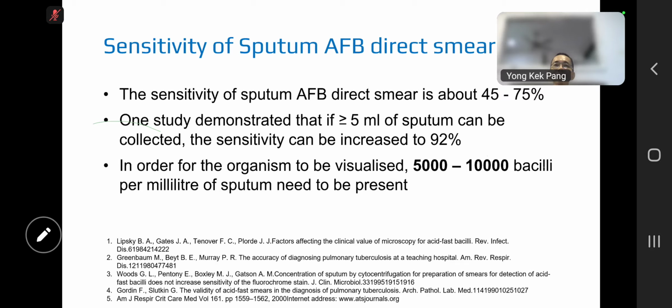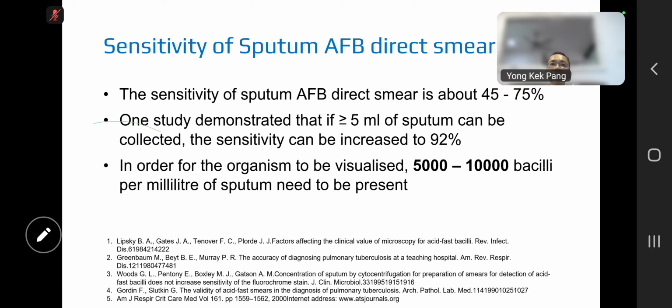Meaning that if you are using this for your ultimate diagnosis, you are going to miss about half to one third of the patients, okay? Because the sensitivity of sputum is only about 45 to 75% of the patient. And this is the reason why sometimes if you are not careful, we can actually miss a diagnosis of primary TB.